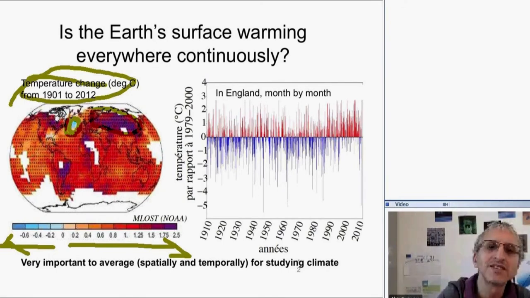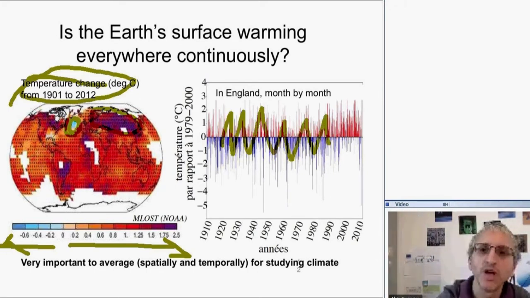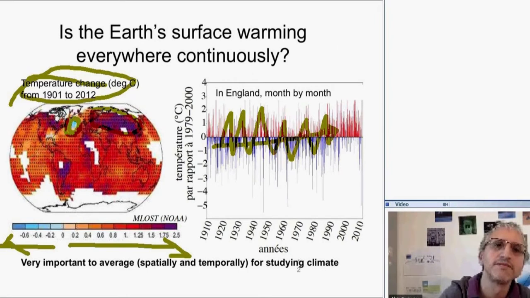And if you have a look at this, the temperature anomalies, again in England, month by month, the variation, what you can see is it's very, very variable, okay? It varies from month to month. You've got sometimes one month that is very cold, another one that is warm. What you need to look at is the temporal average. And what you see, even in England, is an increase in the temperature, like that, okay? The temperature is increasing on average. So it's very important to average spatially and temporally to study climate. Very important.